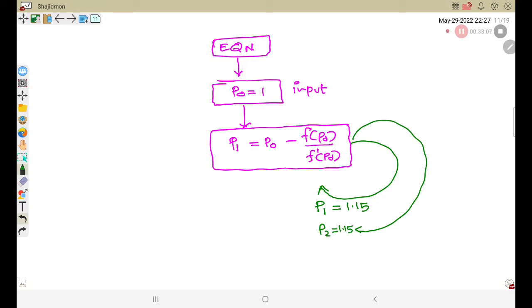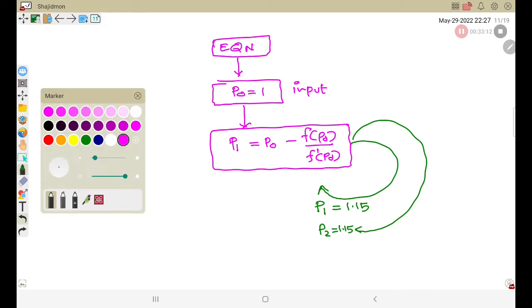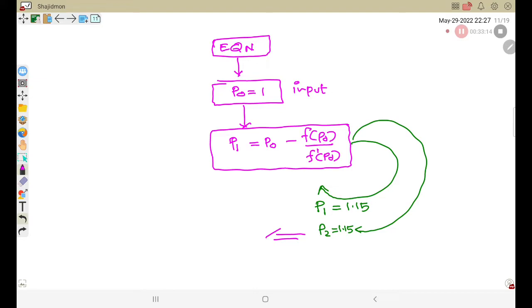Correct. That means we got the solution in the desired accuracy. Getting the same number means the loop will immediately exit and show the solution. The solution of that equation is x equal to 1.15. How many steps did it take? Within 2 steps itself the computer gets the solution of that equation, x equal to 1.15. Okay, I hope you understood that question.